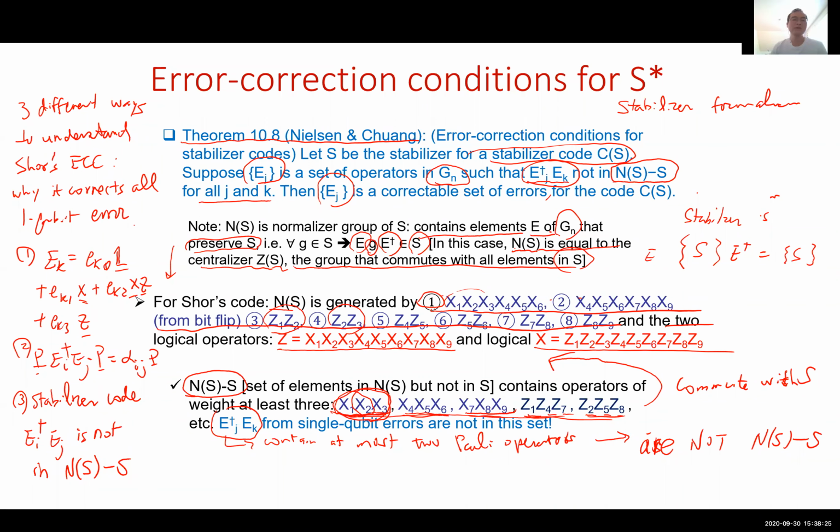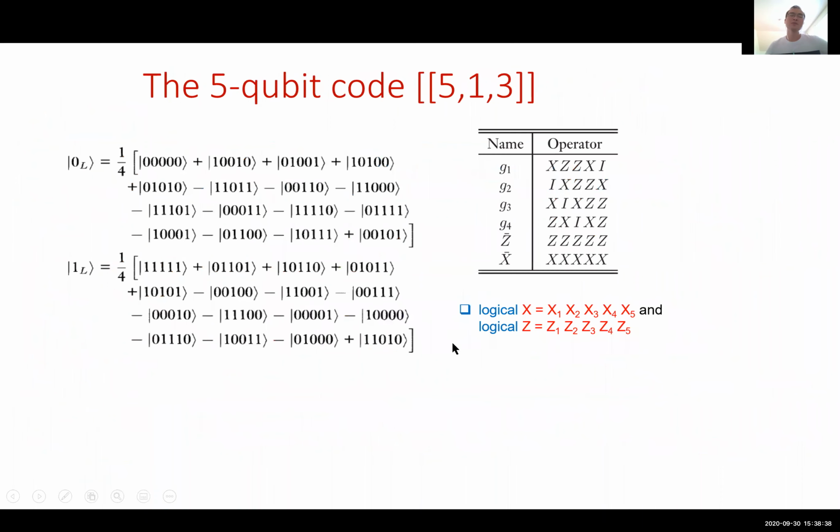Yeah. So if you can understand at least the first two ways of Shor's code, then we're fine. Okay. So I mentioned that the stabilizer formalism allows us to generalize more. One of the very interesting findings is that the smallest error correcting code, using the smallest number of qubits to encode a logical qubit, is 5. So this is the 5-qubit code.